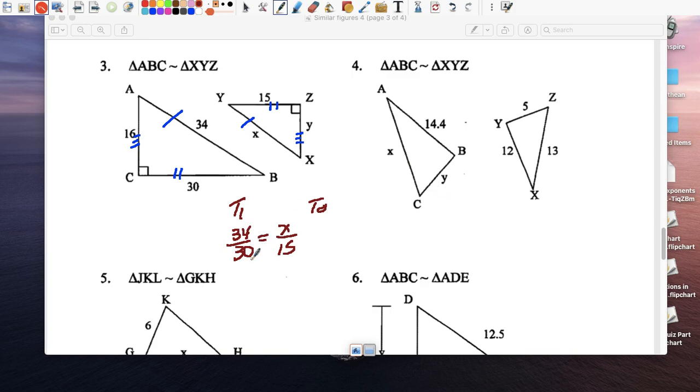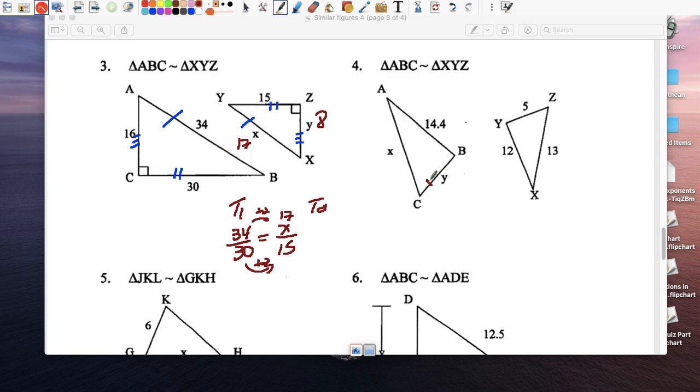This one is pretty easy, guys, because look, it's just divide by 2 and divide by 2. So this should be x equals 17. If you notice, all the sides are going to be divided by 2. We don't even really need to do the other one. So 16 is going to be 8 in the smaller triangle, right?